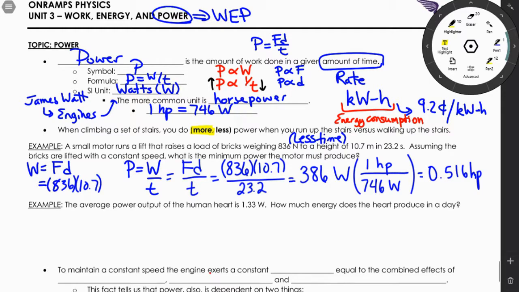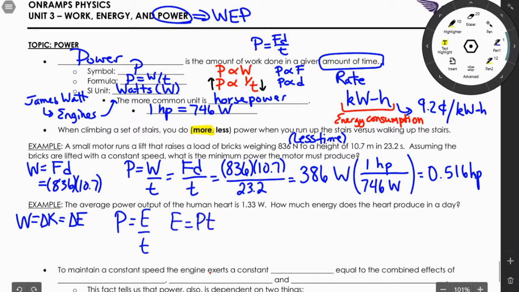Next one, the average power output of the human heart is 1.33 watts. How much energy does the heart produce in a day? So remember, work is changing kinetic energy, which means really just the change in energy. And so what I can do is make that substitution from work to energy into my power formula. So power is going to be energy over time. I just substitute this for energy.